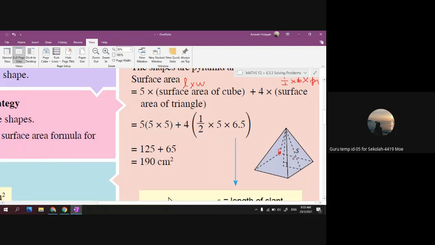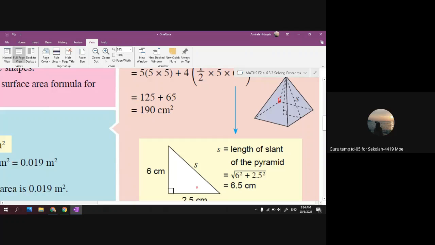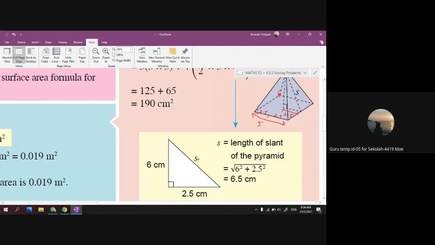So yang ni 6 dan S, then you can use Pythagoras theorem to find the height of the triangle, which is this S. So kalau kita keluarkan yang ni, triangle ni, okay, dia akan jadi macam ni. So kamu dah tahu 6 cm comes from the upright height of the pyramid, and then 2.5 ni comes from, okay, since kamu dah tahu total yang ni adalah 5, so of course if you divide 5 by 2, okay, yang ni dapat 2.5, yang ni dapat 2.5, so that's why yang ni 2.5. So that's why kamu dapat 2.5 dekat sini. And then ni adalah S dia. So kita nak cari S.